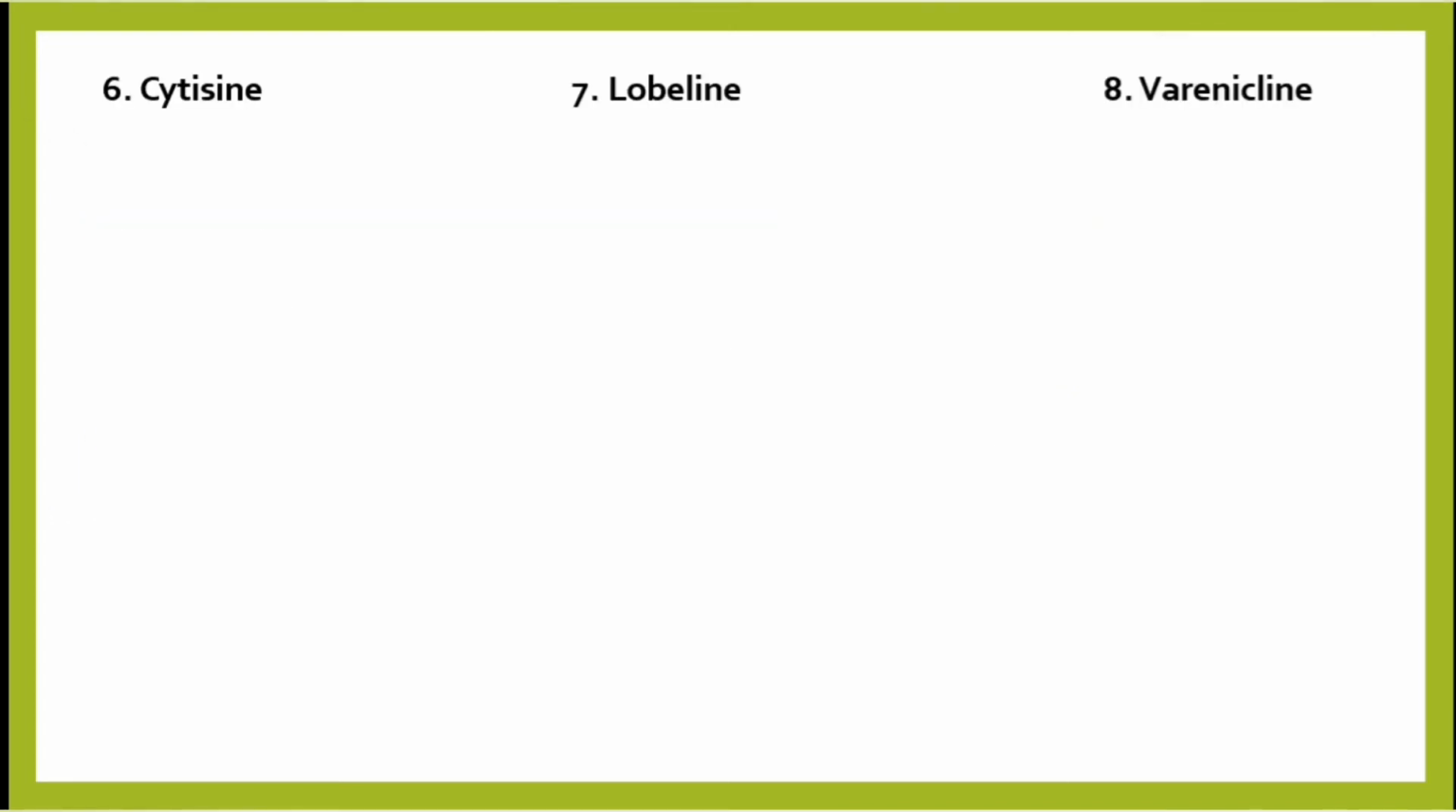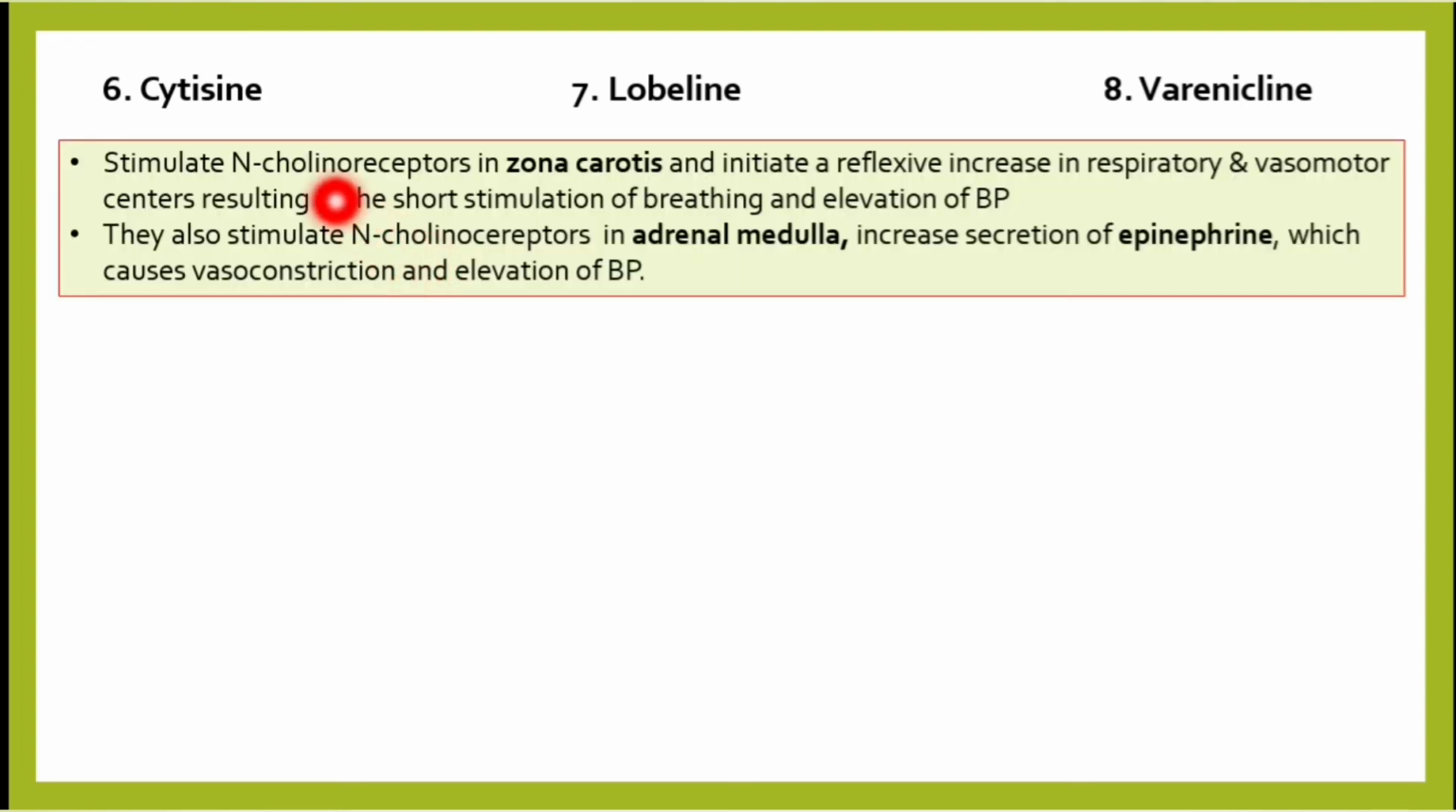Now let me just go through the last drugs, the nicotinic cholinomimetics: Cytisine, Lobeline, and Varenicline. These drugs stimulate the nicotinic cholinoreceptors in the carotid zone and initiate a reflexive increase in respiratory and vasomotor centers, resulting in short stimulation of breathing and elevation of blood pressure. They also stimulate the N cholinoreceptors in the adrenal medulla that will increase the secretion of epinephrine, which causes vasoconstriction and elevation of blood pressure.